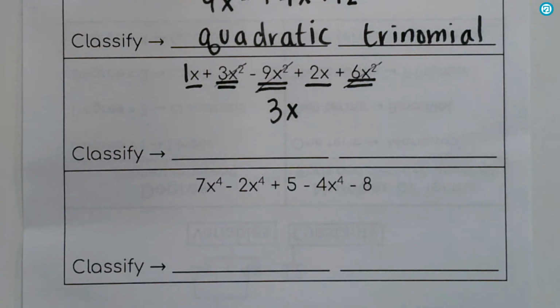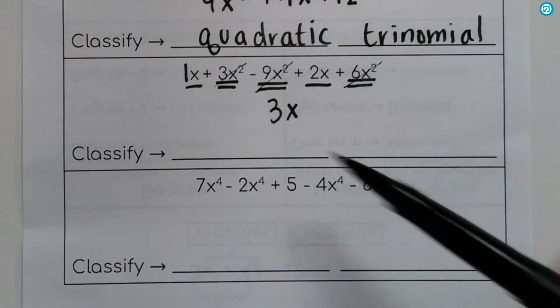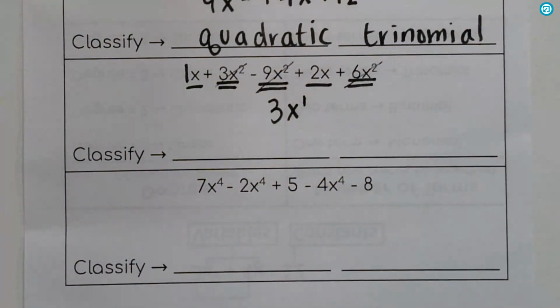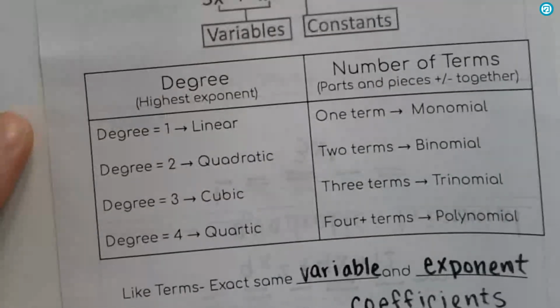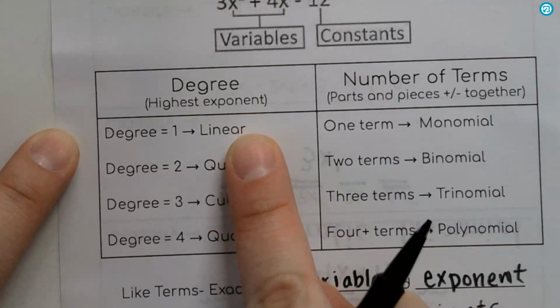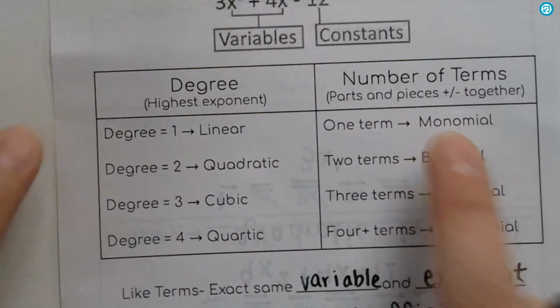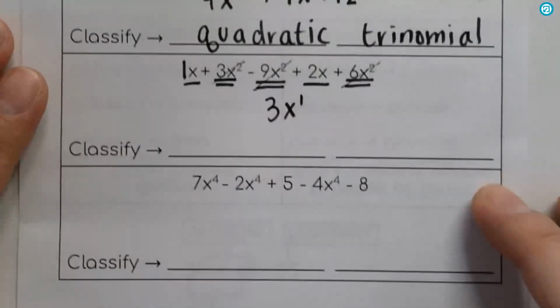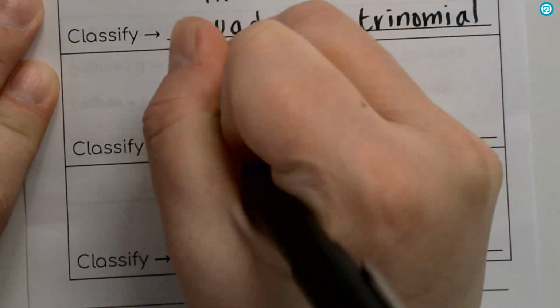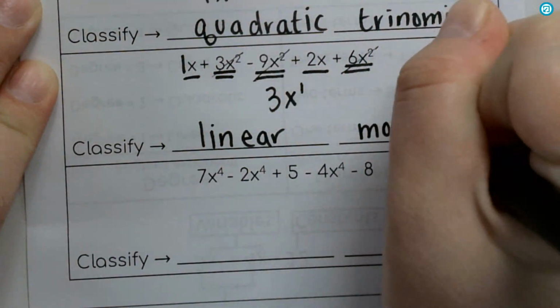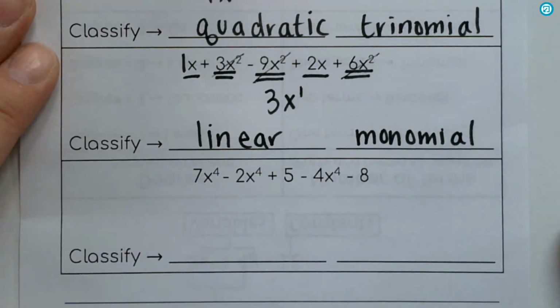All right, degree. This x does not have an exponent on it. If it did have an exponent, it would be an imaginary 1. So this is a degree of 1, which according to my table is linear. And then I only have one term, so it is a monomial. This is a linear monomial. So if something cancels out, it's not there at all in your answer.